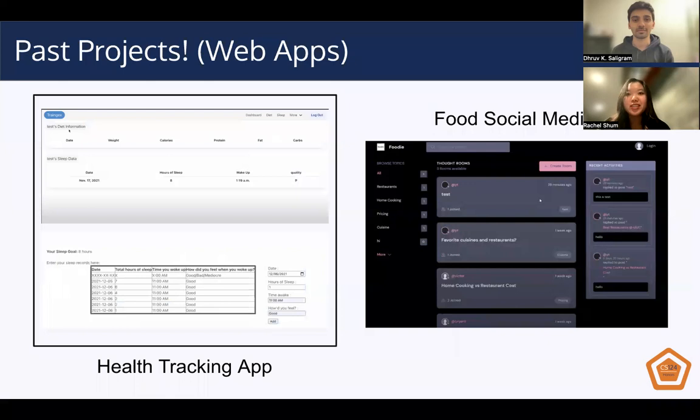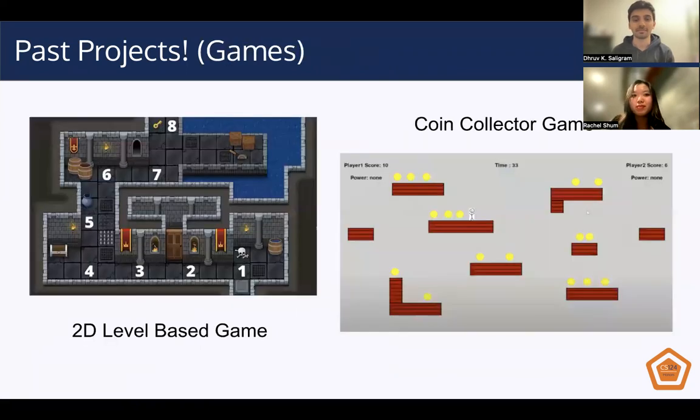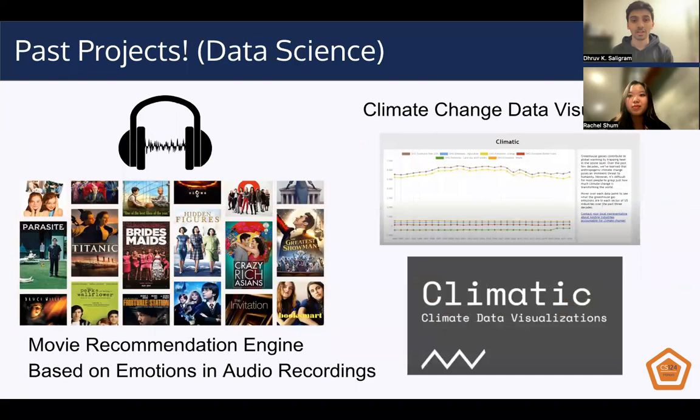And so for an example of some past web projects, we have a health tracking app as well as a food social media. For some great examples of mobile applications, we have this recycling app and a borrowing lending app as well. And for games, there was a 2D level-based game as well as a coin collector game. For our final interest pod, data science, we have climate change data visualization projects and a movie recommendation engine based on emotions in audio recordings.